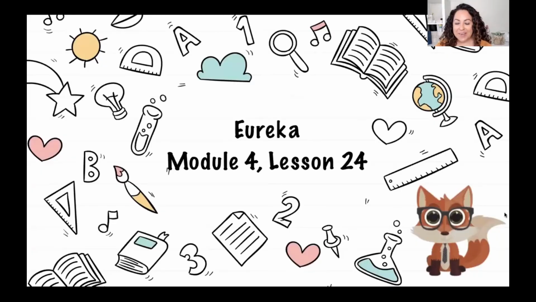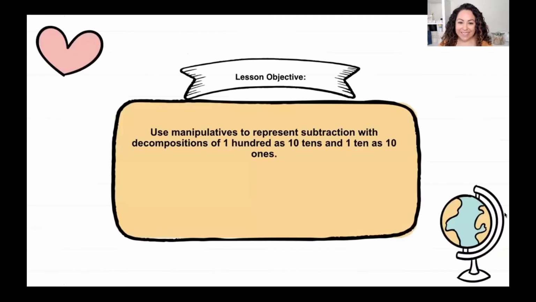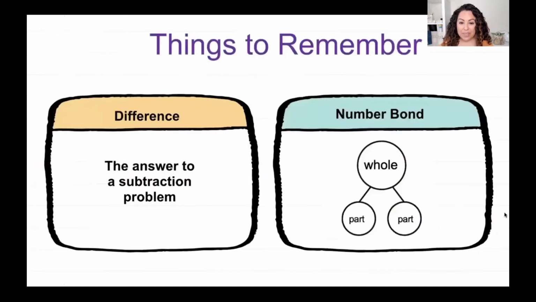Welcome back, second graders. So today we are working on Eureka Module 4, Lesson 24. So let's go ahead and get started. Our objective today is we're going to use manipulatives to represent subtraction with decompositions of 100 as 10 tens and 110 as 10 ones. So what that means is we're going to be subtracting and we're going to be unbundling.